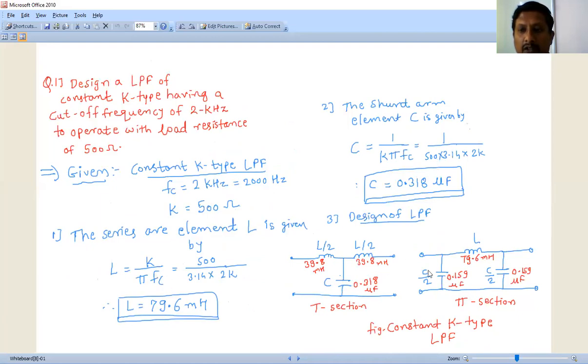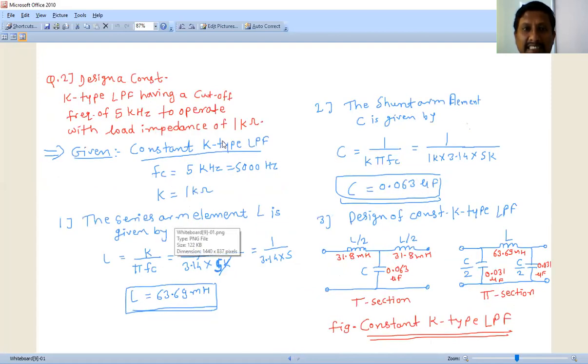And after that, we have drawn the diagram of the low-pass filter, T section and pi section. We have mentioned all those values in that diagram so that we can complete the entire design of the constant K-type low-pass filter. Similarly, the second example we have solved by changing the value of cutoff frequency and load impedance. So up to this point we have covered in the previous lecture.